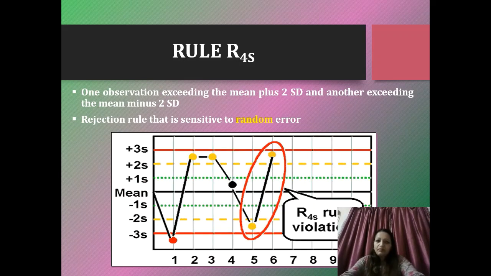The rule R4S means one observation exceeds the mean plus 2SD and another exceeds the mean minus 2SD. Both have occurred simultaneously. This is also a random error and needs to be corrected. Now, whether it is a random or a systematic error can be very easily identified just by looking at the Levey-Jennings chart. If the two values are on opposite sides of the mean, then it usually indicates a random error. However, if they fall on the same side of the mean, that is usually a systematic error.